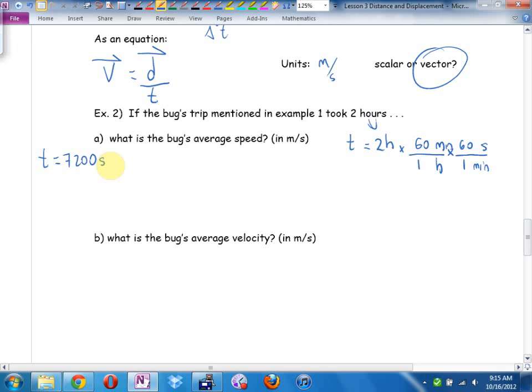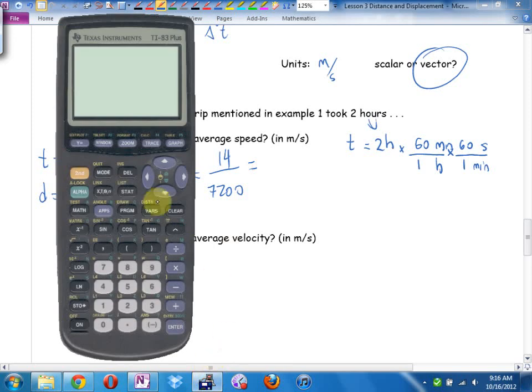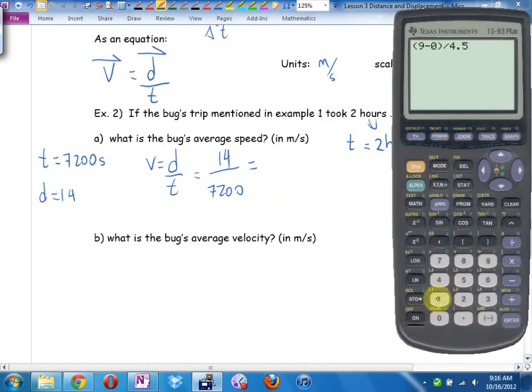What do they want me to find in A? So average speed, I said, was distance over time. We have the time. What was the distance? What did we say in A? How far did he travel? 14? So 14 divided by 7,200. It's a bug. It's going to be a small number. I get 0.0019444444, and I think that repeats. Yeah? No?